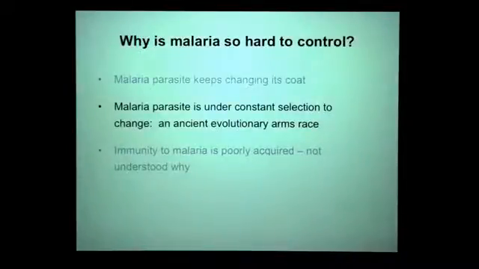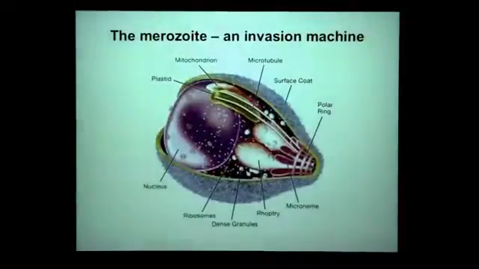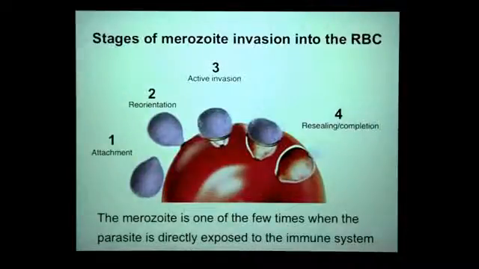In addition to being able to constantly change its surface coat, the parasite's also under incredible selection, in an evolutionary arms race, both to mutate but also to switch its actual biological strategies. So here we have a slice through this 1 micron size merozoite. This is the stage that establishes blood stage infection, that little one I showed you invading in 30 seconds. It's a eukaryote. It's got a nice nucleus and other subcellular organelles. The way it actually invades a cell, this 30-second process, is also quite complex.